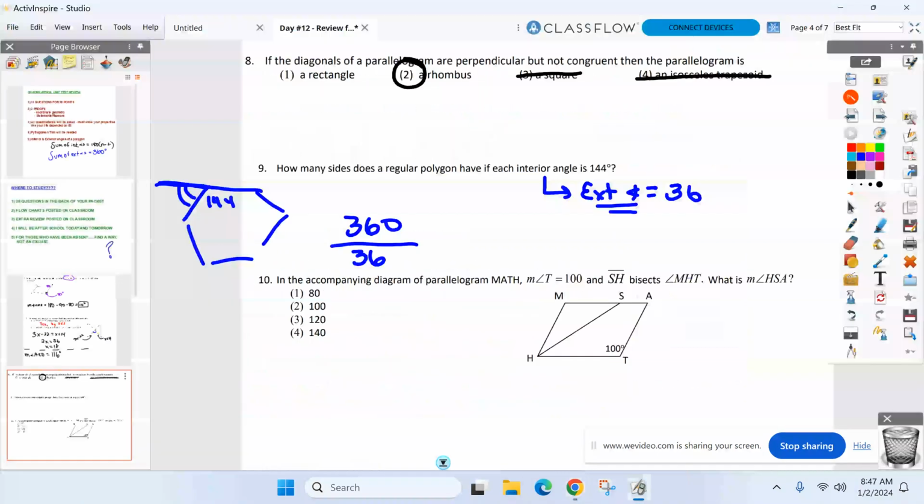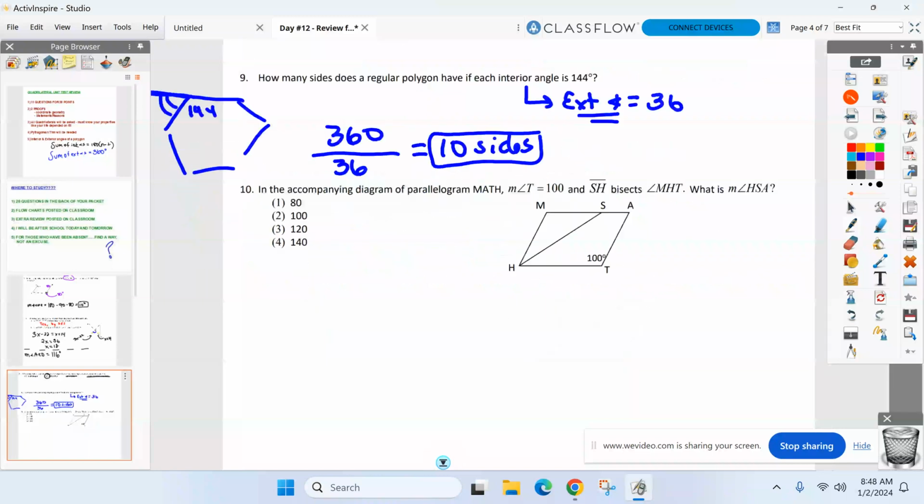Stone? 10. 10 sides. Find the exterior, because you already know it's 360. I have no idea what to divide 144 by though. But I know I can divide 360 by the exterior. All right, go to 10.